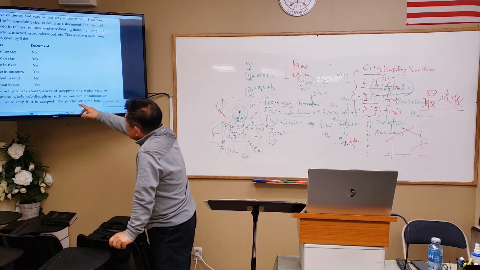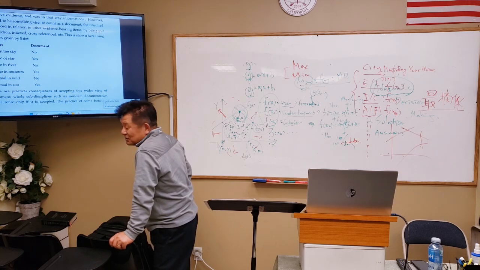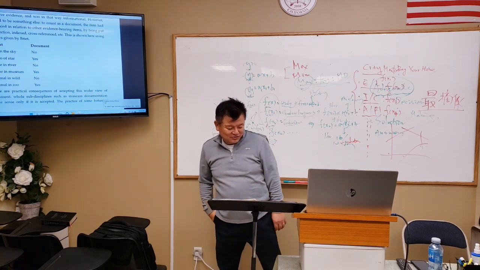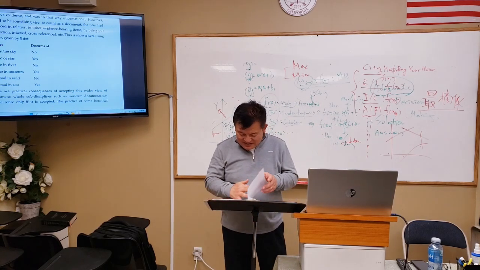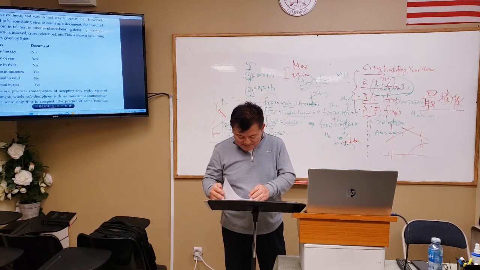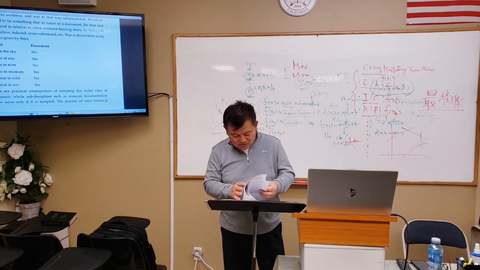An animal in the wild is not a document. An animal in the zoo includes information about the animal, so it is a document. Okay? You can distinguish whether this is a document or not. This is from the 1970s.